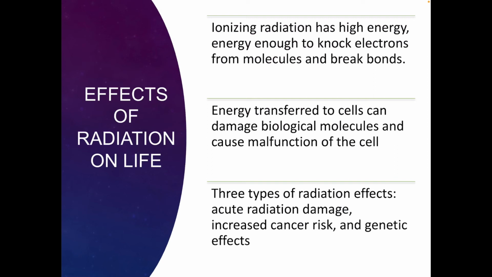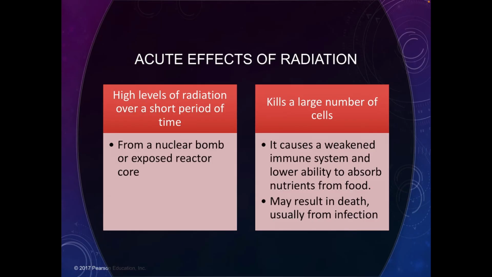And a lot of times, your body can go through and repair these damaged cells, but not always, and not always fast enough. And so if it can't repair the damage to the cell, then it can cause malfunctions, and that's where you get into trouble. So there are 3 different types of radiation effects. So one is acute radiation damage. We have another one that is increased cancer risk, and then finally different genetic effects.